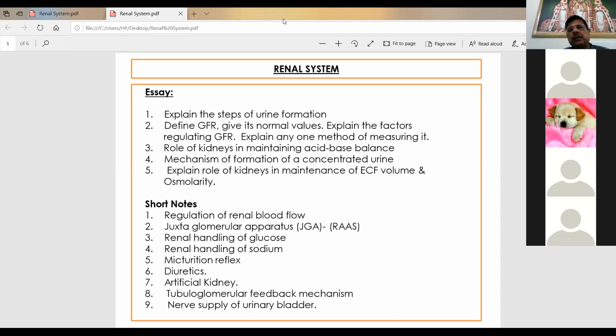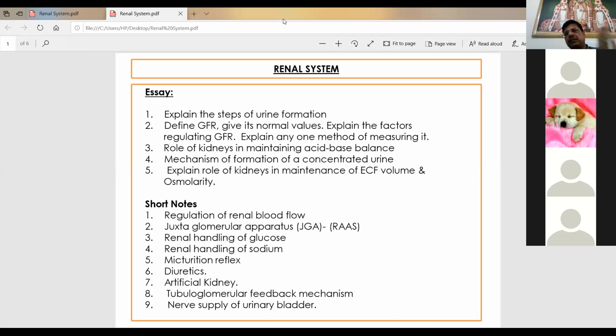There you have to tell the definition of GFR: the amount of filtrate formed by all the nephrons of both kidneys in 1 minute. What is the value in males? What is the value in females? It is different. And then you have to tell the factors regulating GFR. You can approach these factors in different ways; different books approach it in different ways. Some books will say renal blood flow is the most important factor which determines GFR.